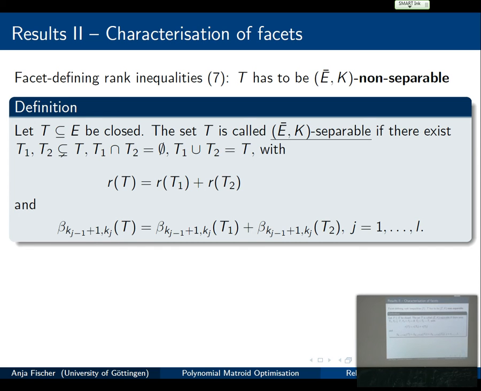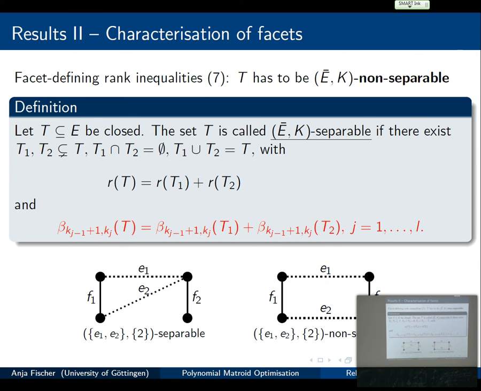We need something similar here too. So we need an E bar k non-separability. What does this mean? We have again this partition, but now we also want that the betas add up. Not just the ranks, but also the beta. And this example now shows you that something strange can happen.